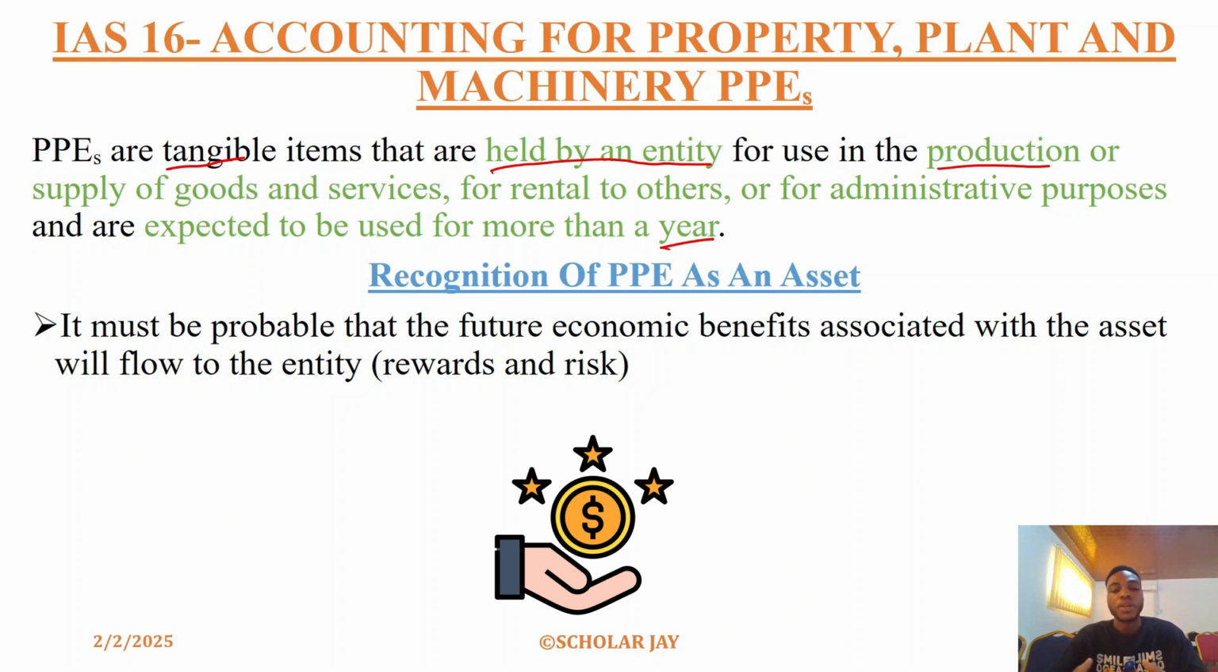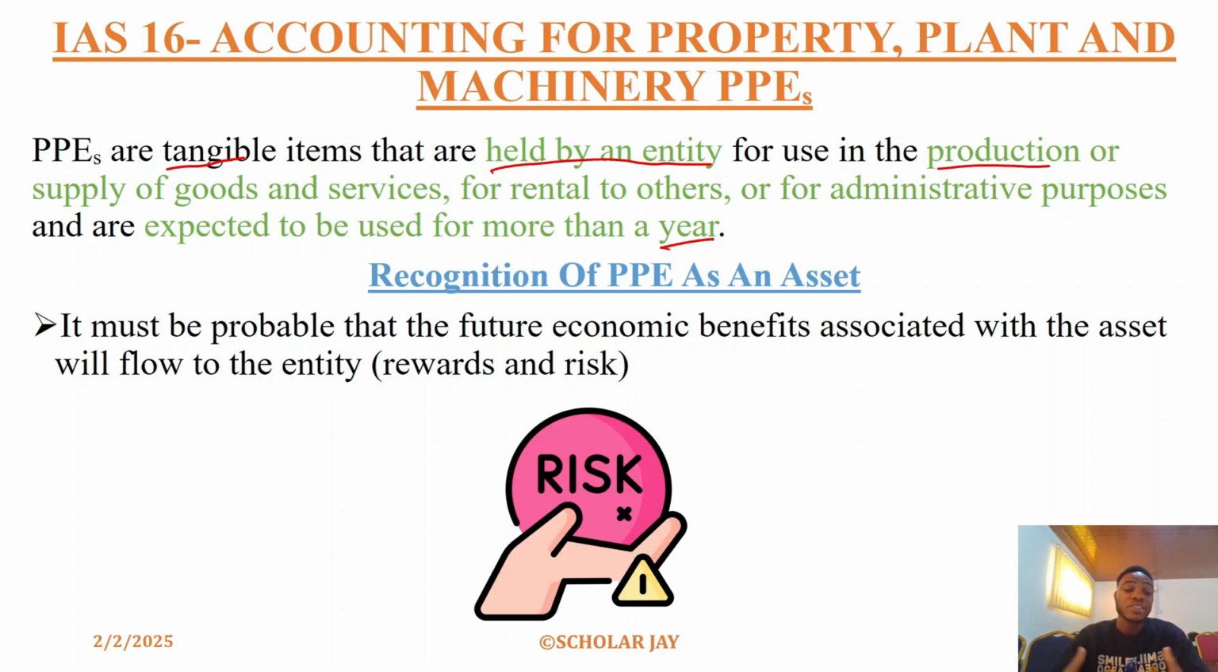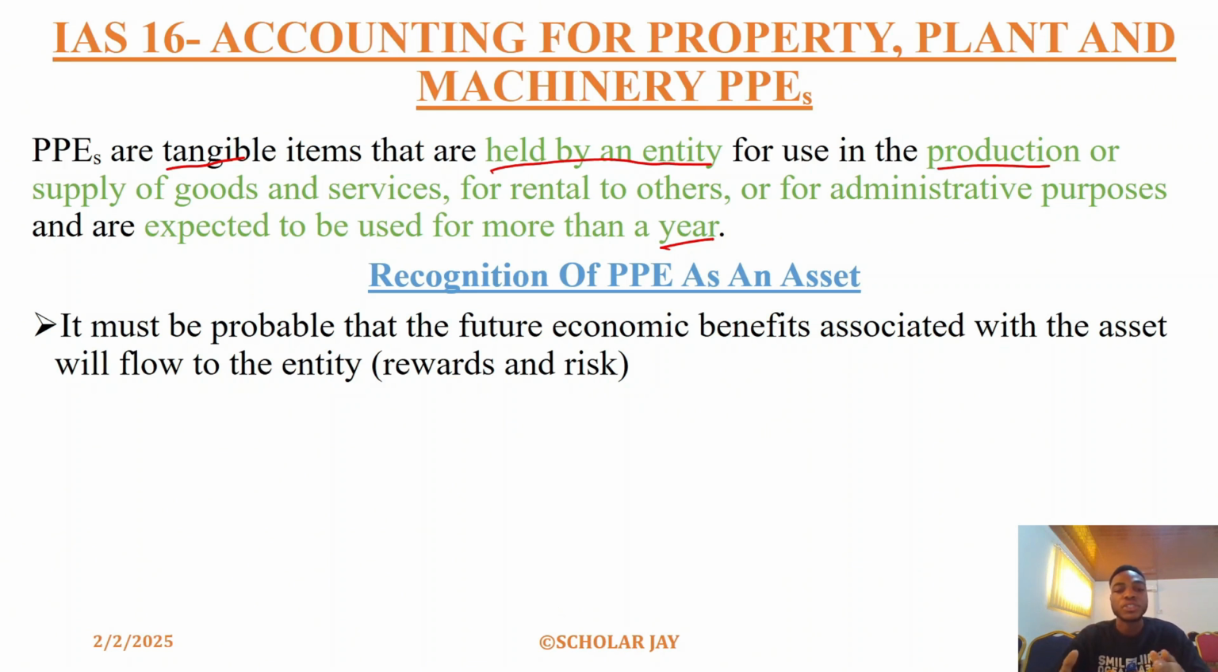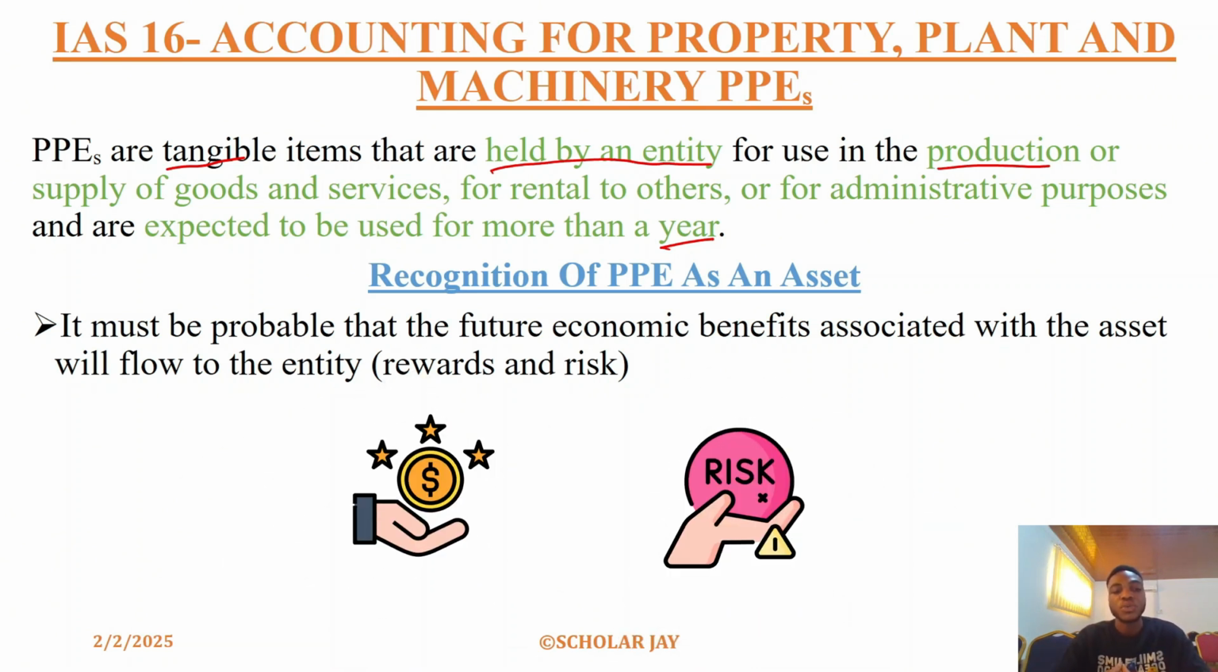Those are the rewards. Now, when you talk about the risks, when you're using an asset, the asset has to be maintained, right? So you must incur maintenance costs. If it falls, you must repair it. All these things are the risks. So these rewards and risks associated with these assets must flow to you, the entity.